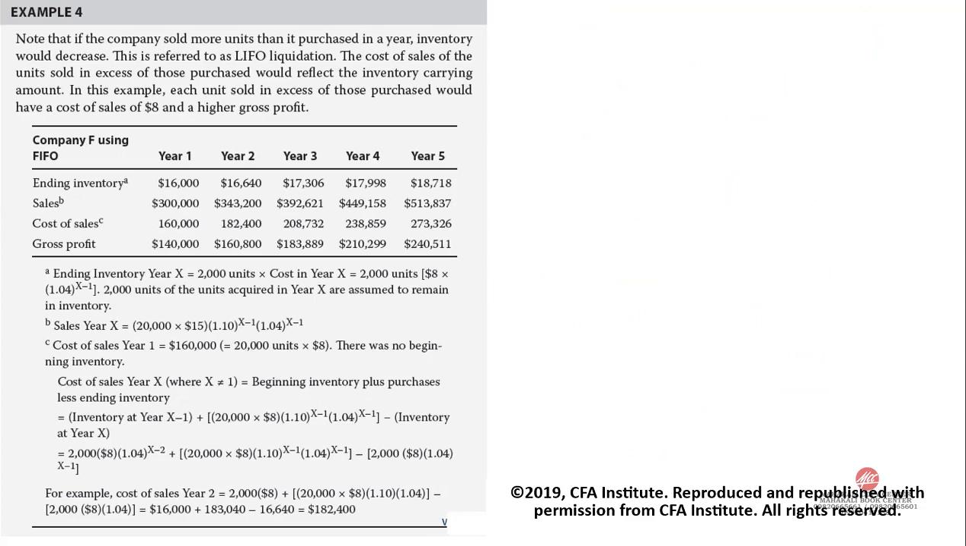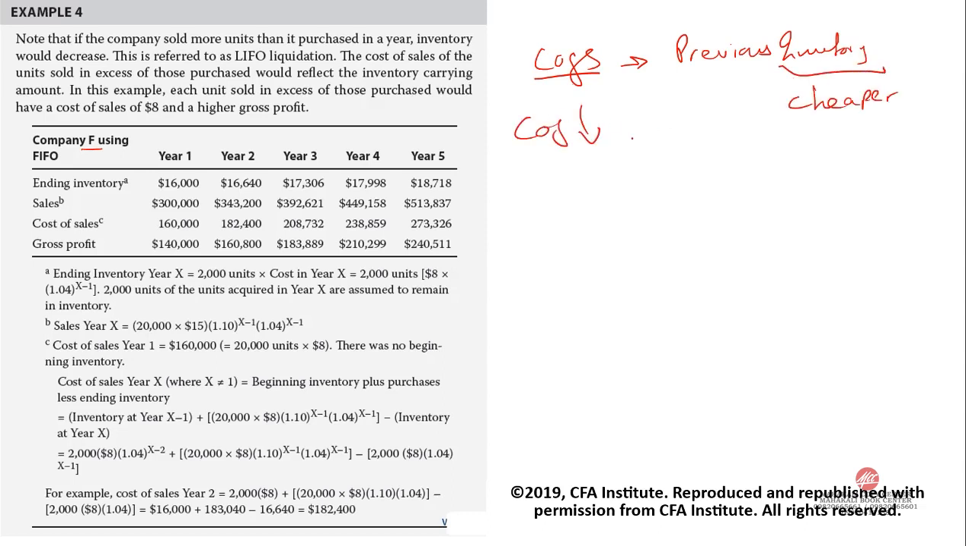Now if we are using first in, first out for company F, we need to understand that one part of our cost of goods sold would be coming from previous inventory that is cheaper. Hence our cost of goods sold would go down, that is going to increase our gross profit. Now note that if the company sold more units than it purchased in a year, inventory would decrease. This is referred to as LIFO liquidation. Now the cost of sales of the units sold in excess of those purchased would reflect the inventory carrying amount.